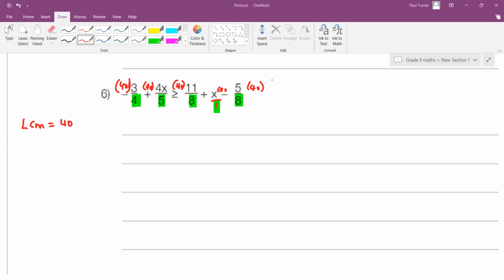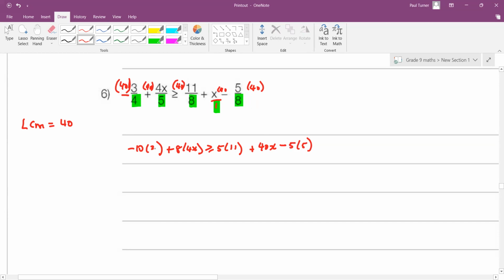Okay, any more? So I'll start you off a little bit. 4 into 40 is 10. And you've got a negative here, a negative sign, minus sign. So it'll be negative 10 times 3. 5 into 40 is 8. 8 times 4x, so plus 8 times 4x. 8 into 40 is 5. So that would be 5 times 11 plus 40x. 8 into 40, 5. 5 times 5. So you should have something like that as the first line.